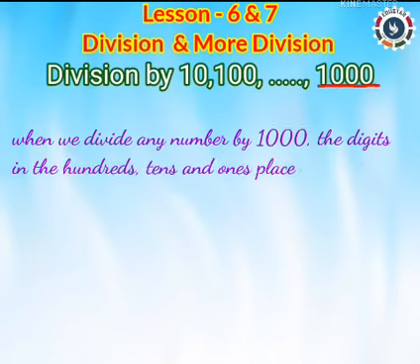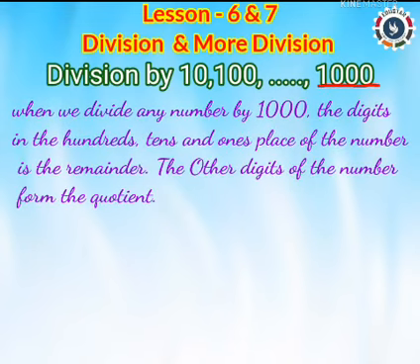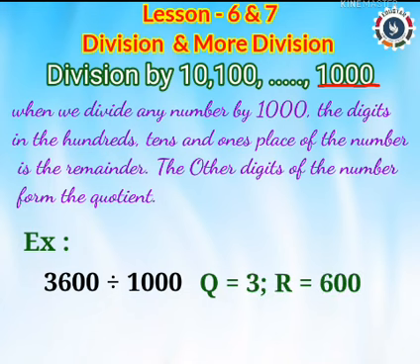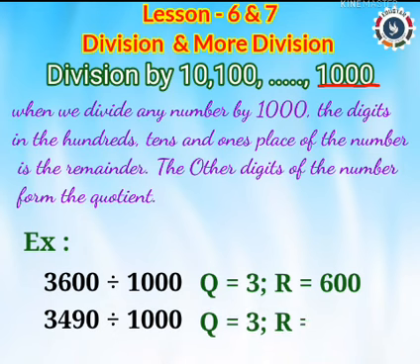Next, division by 1000. When we divide any number by 1000, the digits in the hundreds, tens and ones place of the number is the remainder. The other digits of the number form the quotient. For example, 3600. Here the quotient is 3, remainder is 600. 3490 divided by 1000. Here the quotient is 3, 490 is remainder.